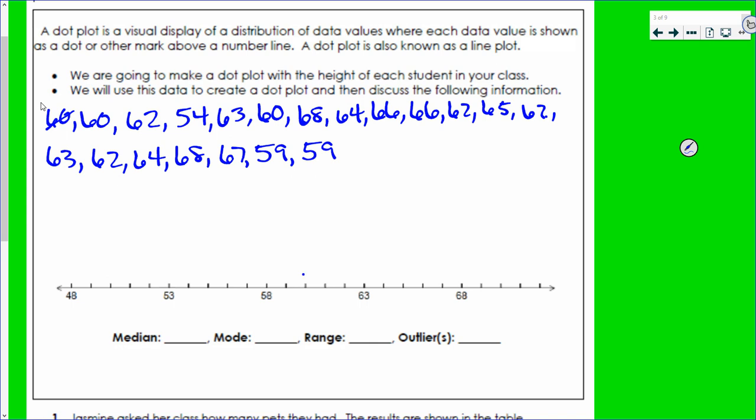Then my second one is also at 60. So I go to the 60, and whatever distance I went, I go that same distance to make my second dot. That goes right above it, because now there are 2 data points that were both 60s. Then at 62, that dot is at the same level as the first dot I made at 60. Then I go 54, 63, 60, oops, I skipped one, 68. Go back to that other 60 I just skipped, so now that one's at the third dot.